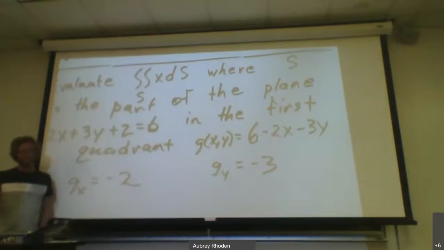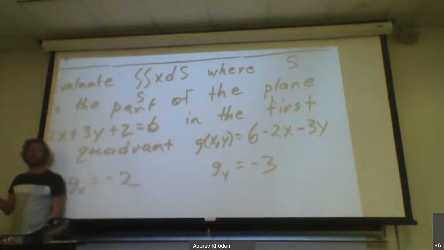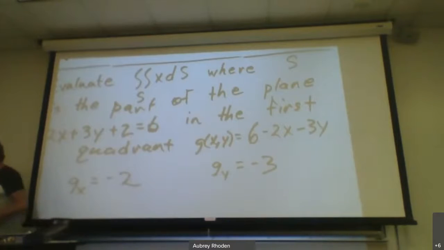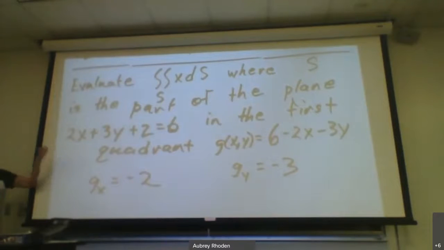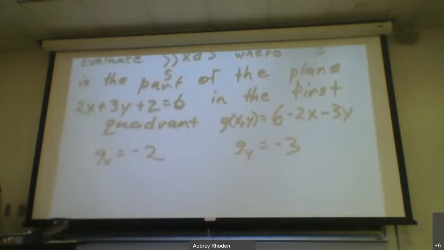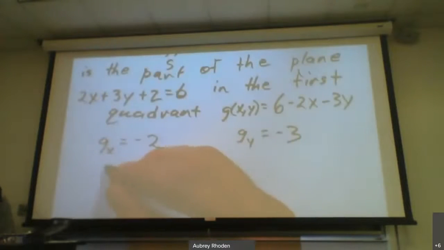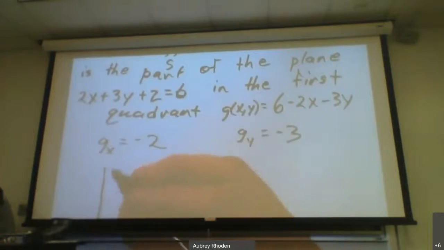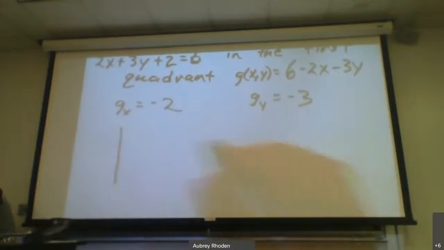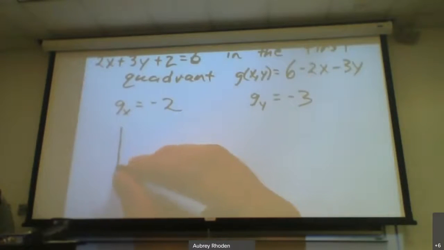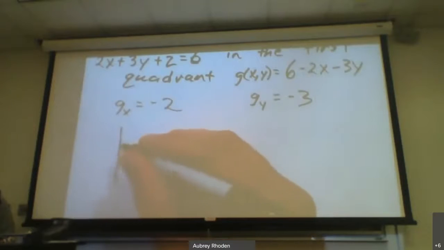Okay. So the first thing to do is to try to imagine, what am I even dealing with here? I'm imagining this plane existing within the first quadrant. So let's sketch it out and figure out what our domain actually looks like. If I set x and y equal to 0, I get z equals 6. So I'm going to go 2, 3, 4, 5, and 6.